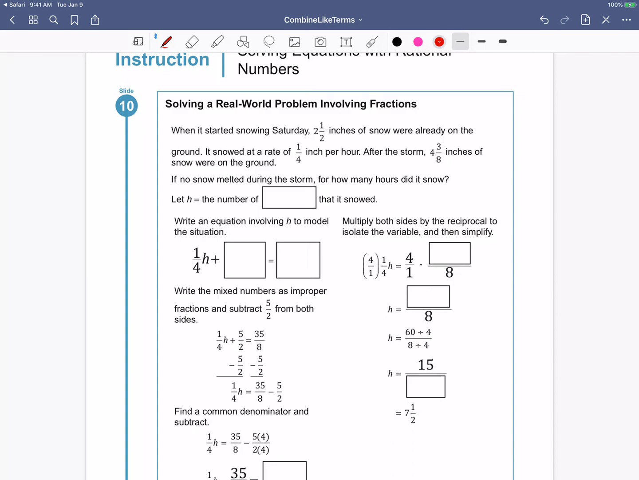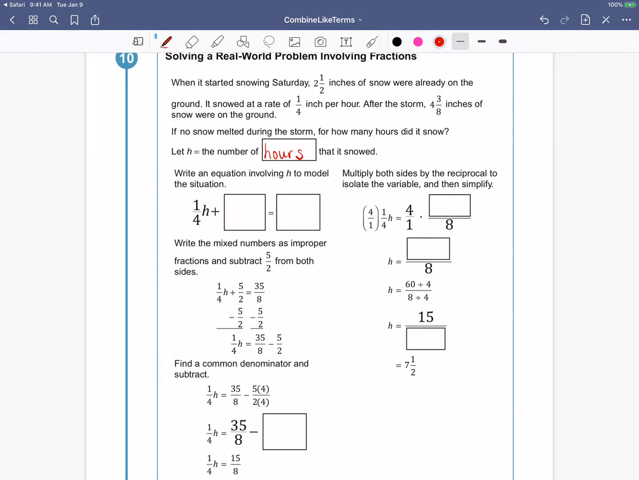Let h represent the number of hours. Write an equation involving h to model the situation. So I take my trusty highlighter. I know that when it started, 2.5 inches were already there. Okay, it snowed at a rate. If you ever see the word rate, that's usually going to be your number that has the variable. That's usually your coefficient. Okay, after the storm, 4 3/8 inches of snow were on the ground.